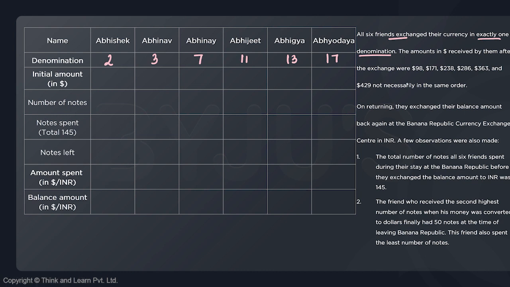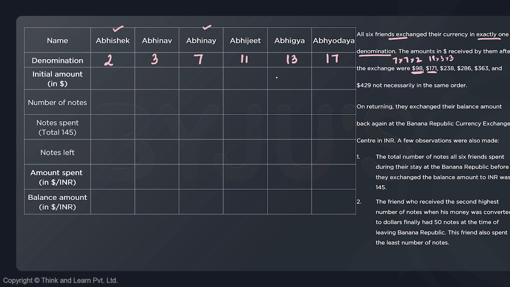Here, the amounts are given, the denominations are there. I can get an idea which amount can go to which person. For example, 98 is 7 into 7 into 2. It's a multiple of 7 as well as 2. So this amount can be with Abhishek or Abhinay, because these are the two numbers which are a multiple of 7 or 2. Similarly, if I look at 171, 171 is 19 into 9. That is 19 into 3 into 3.